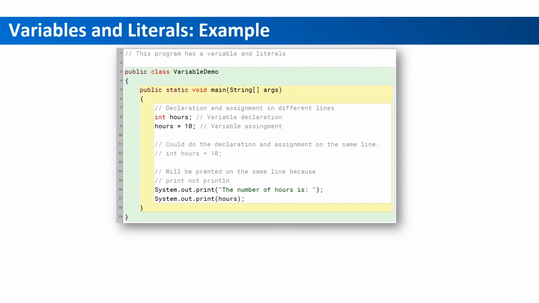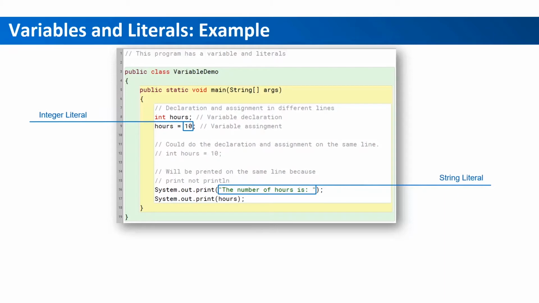In this code, we also have 2 literals. The first is an integer literal, used to assign the value 10 to the variable hours. The second is a string literal, which is part of the first print statement in line 16. Notice that these literals serve the purpose of the assignment or the print, but you can't call them somewhere else in the code. They are not attached to a name to do that, unlike the variables.